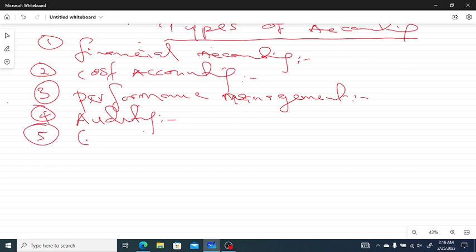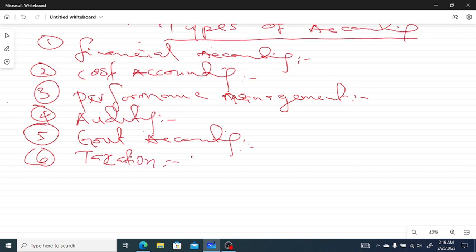Government accounting. This government accounting is a part of public sector accounting that records revenue and expenditure of government ministries, departments, and agencies. The government uses this information for appropriate decision making. That is government accounting. And the next one we have is taxation.